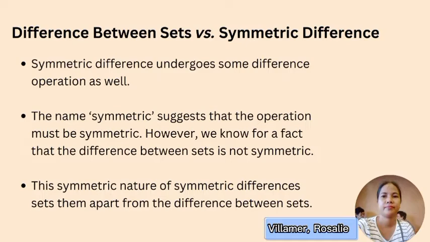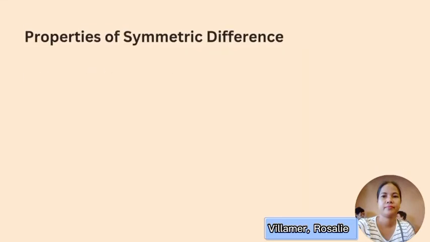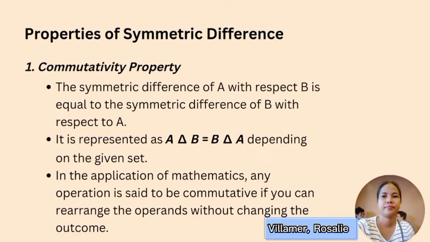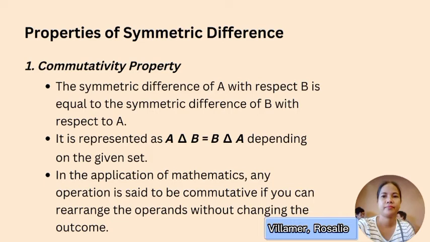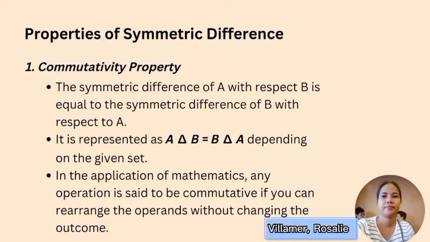There are some properties of symmetric difference, one of which is the commutativity property. The symmetric difference of A with respect to B is equal to the symmetric difference of B with respect to A. It is represented as A delta B is equal to B delta A, depending on the given set. In mathematics, any operation is said to be commutative if you can rearrange the operands without changing the outcome.